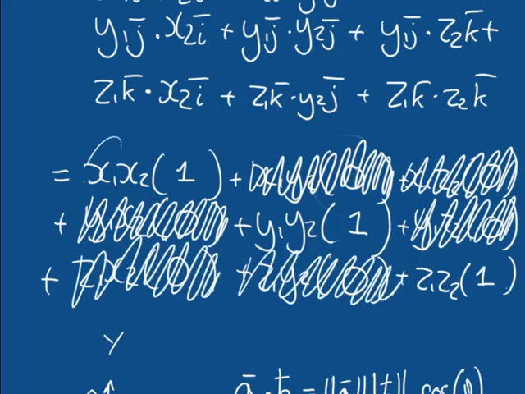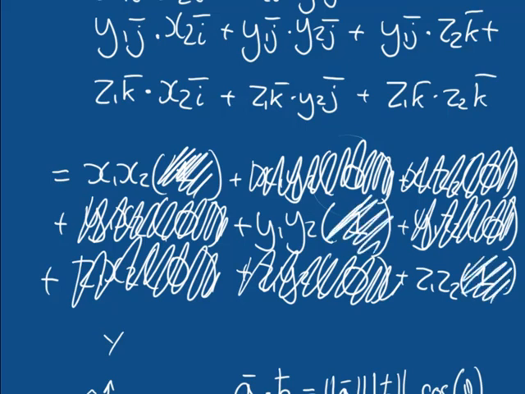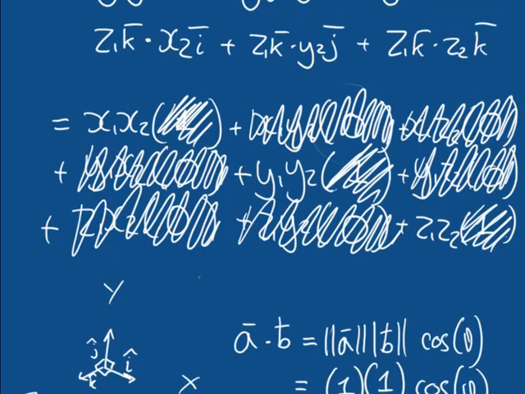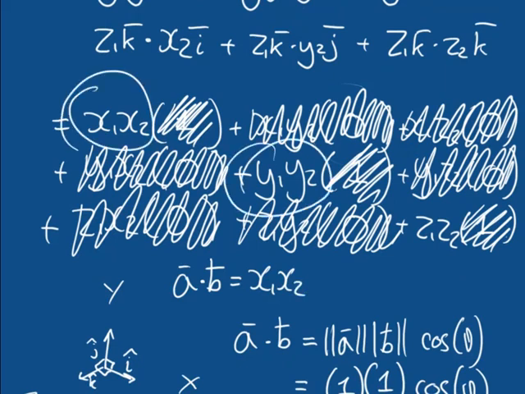We also know anytime we take something and we multiply it by a value of 1, that's just equal to whatever we had here. So if we take x1, x2 and multiply it by 1, it's equal to x1, x2. So we can get rid of this part, same here, and same here. So what we're left with is an equation that says the dot product of A dot B is equal to x1, x2, this part, plus y1, y2, plus z1, z2.